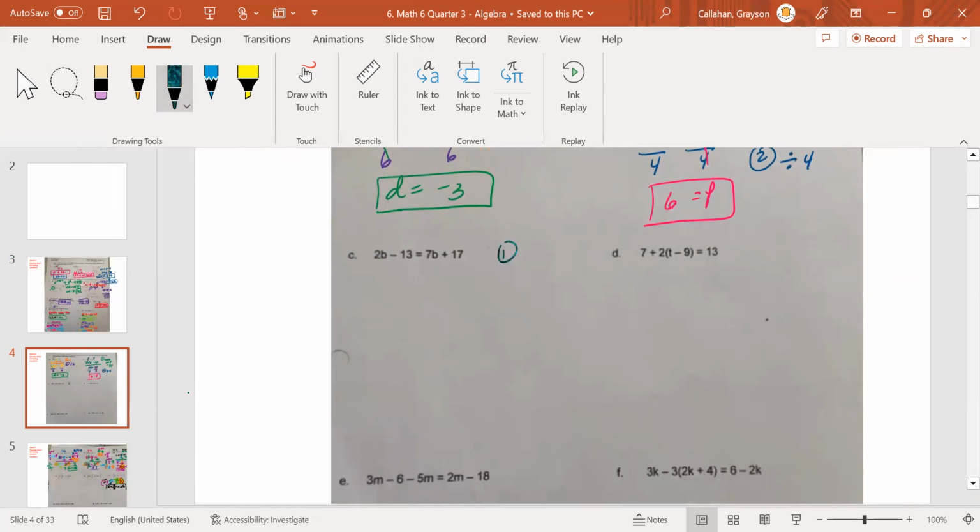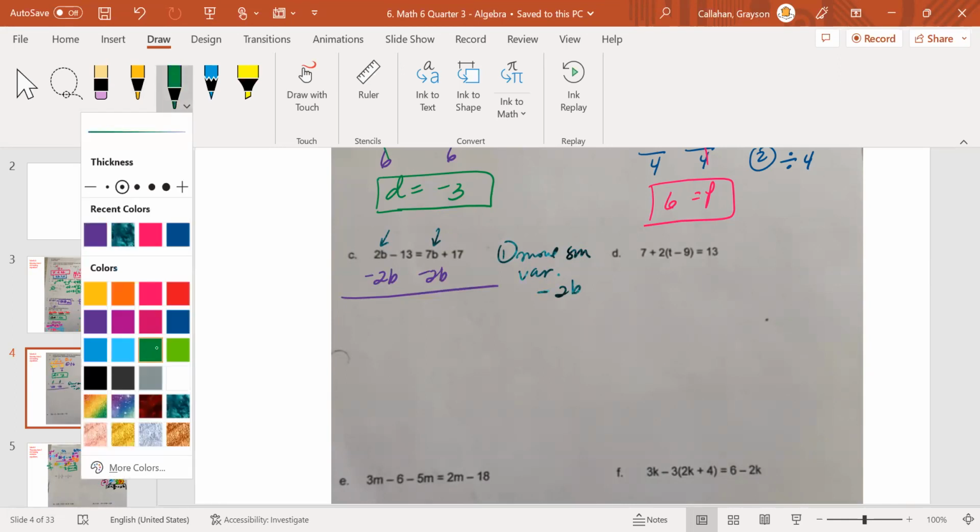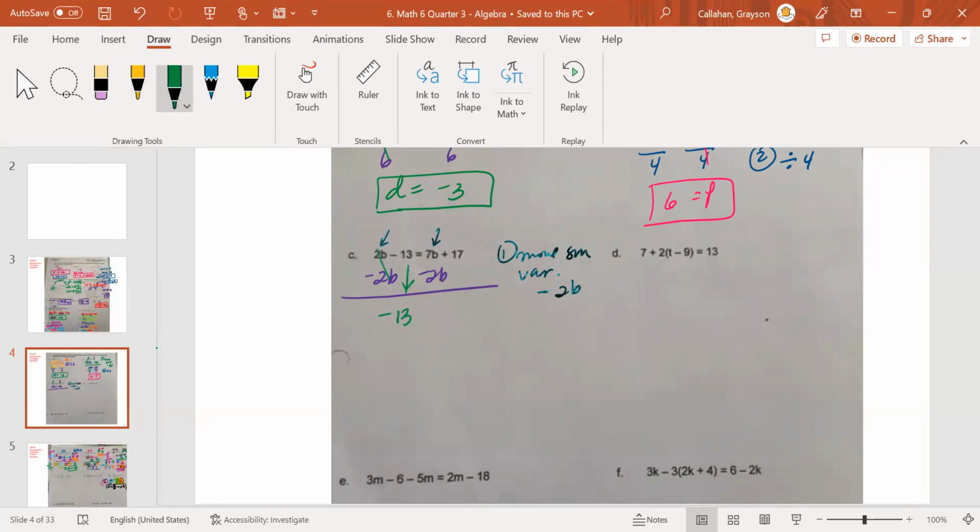For C, I notice there's a B on the left side, a B on the right side. I can't combine any like terms right now. So remember, first thing to do is you want to move the smaller variable. So in this case, 2B is the smallest. Opposite of a positive 2B is a minus 2B. When I do that, the 2B cancels. You bring down the negative 13.